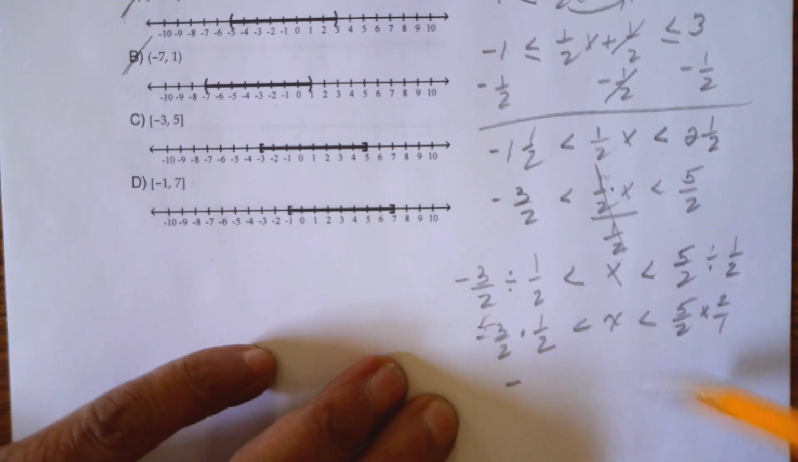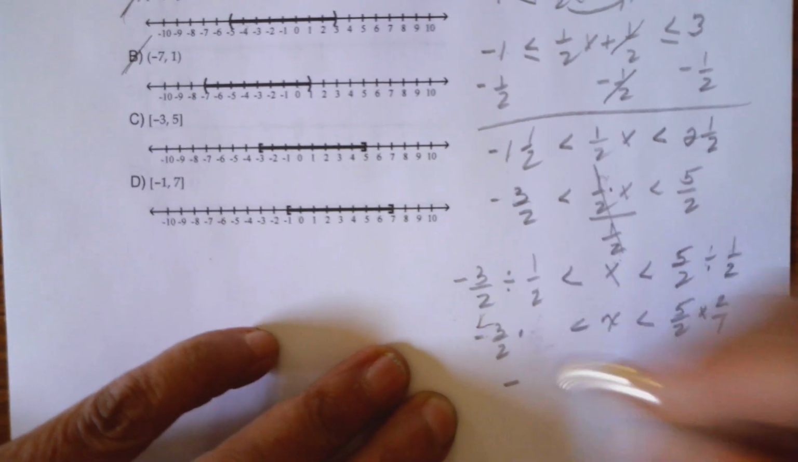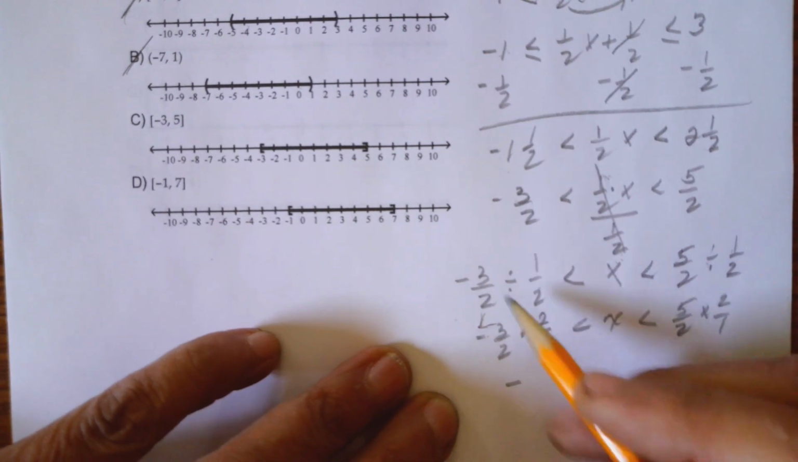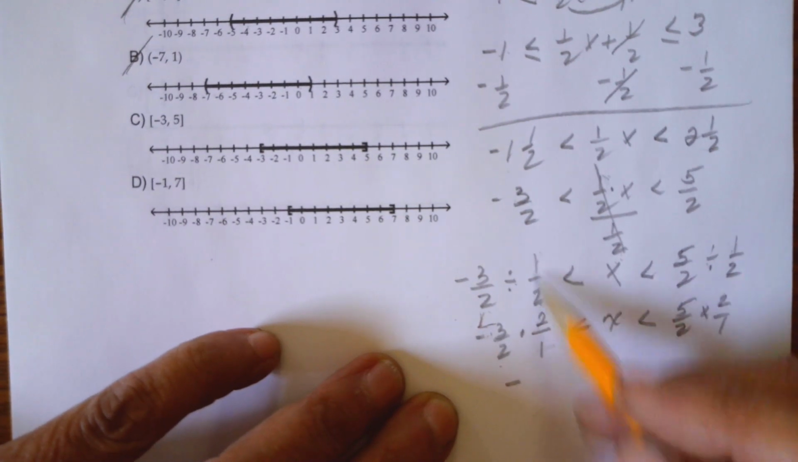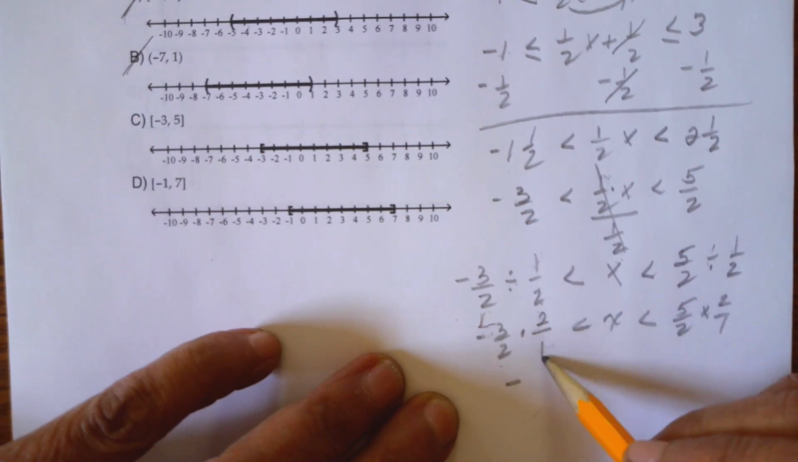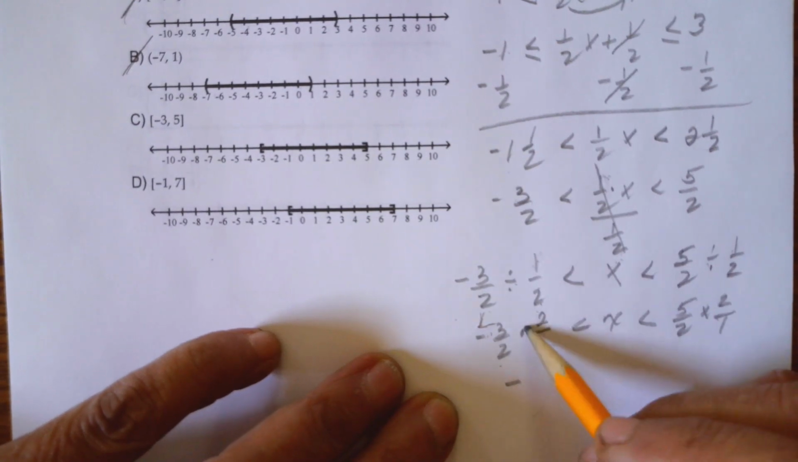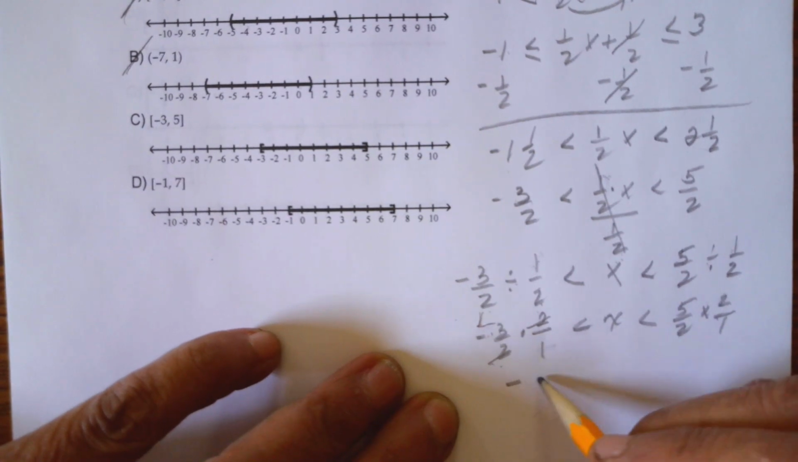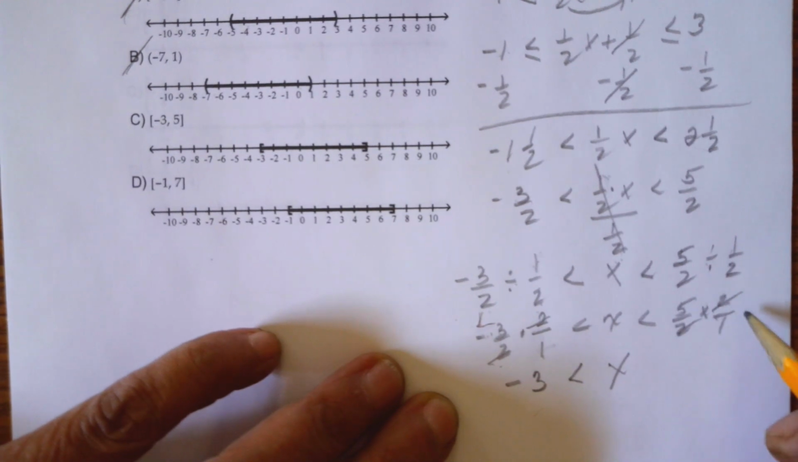The reciprocal of dividing by 1/2 is multiplying by 2/1. Negative 3/2 divided by 1/2 is negative 3/2 times the reciprocal. The reciprocal of 1/2 is 2/1. All right, the 2's are going to cancel out here. I'm going to have a negative 3/1, which is simply a negative 3, less than x. The 2's will cancel out. 5/1 here will be 5.